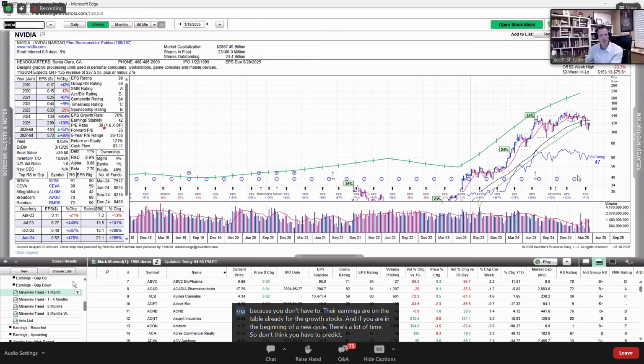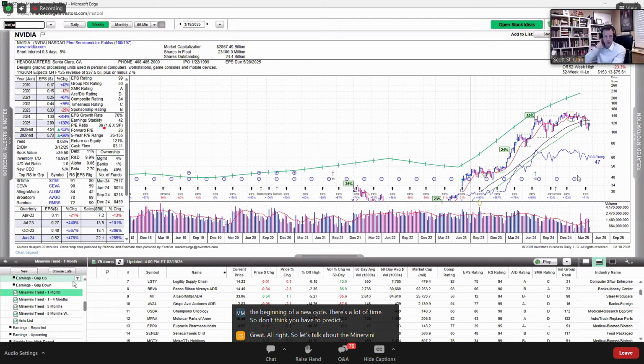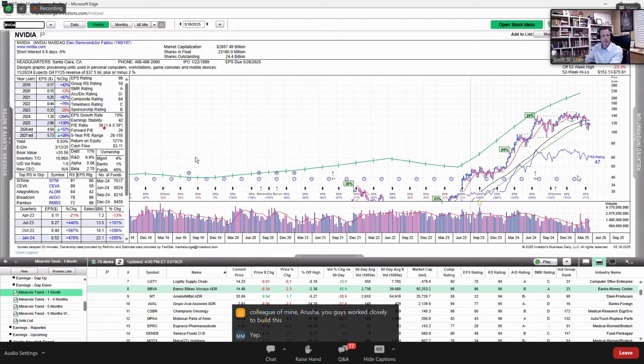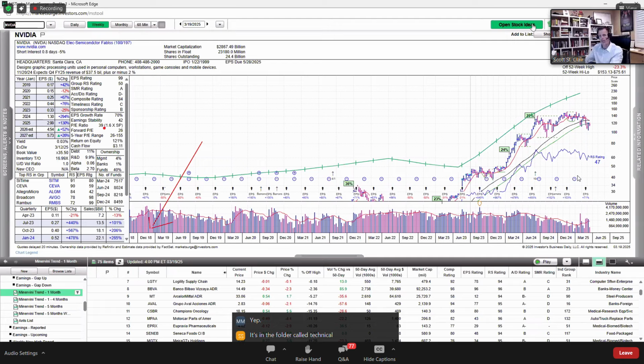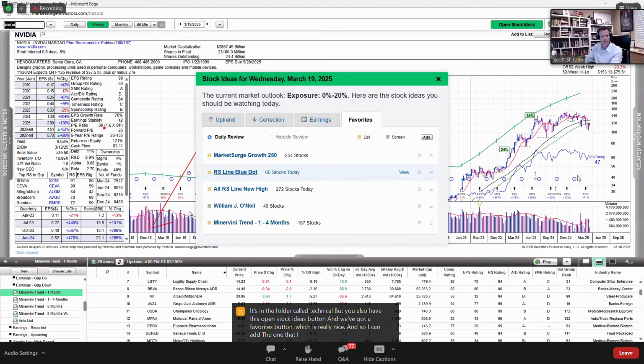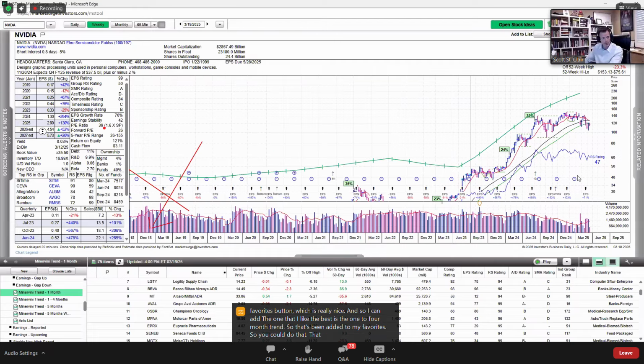Great. All right. So let's talk about the Minervini trend template, which you worked on with a former colleague of mine, Arusha. You guys worked closely to build this. There are two places you can find it in Market Surge: down in this bottom left corner, in the folder called Technical, but you also have this Open Stock Ideas button. And we've got a favorites button, which is really nice. The one that I like the best is the 1 to 4 month trend, so that's been added to my favorites. That way you don't have to go down here and look for it.